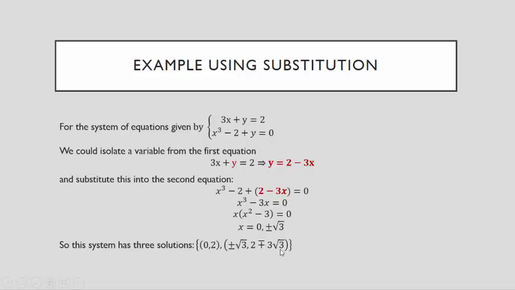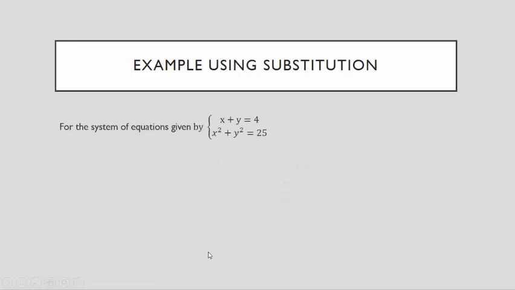Like lines, what we're doing here is we're solving for all of the points where these 2 graphs would intersect, the graphs of those 2 equations would intersect. So for this particular system, we have 3 solutions. In the next example, you'll notice again I have a line, but the second equation is a circle. So it's a circle with radius 5.